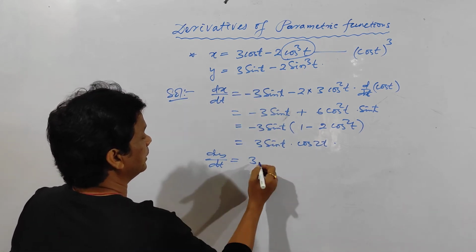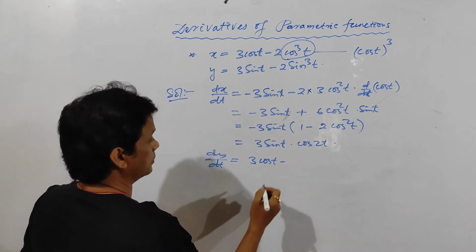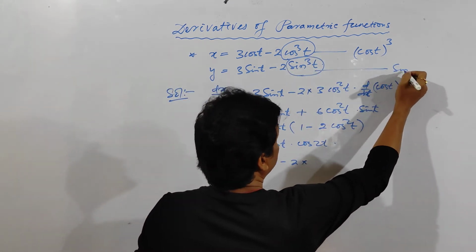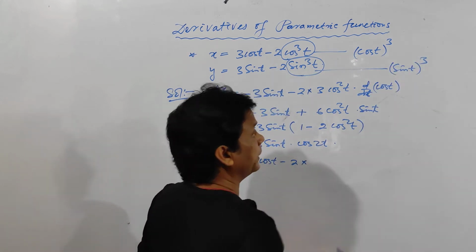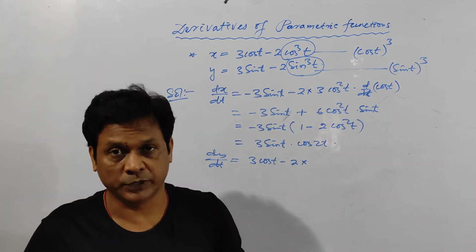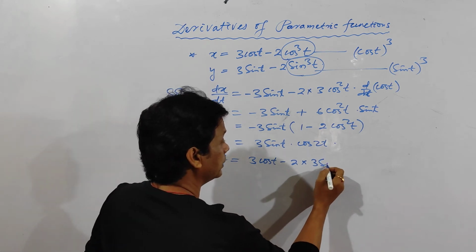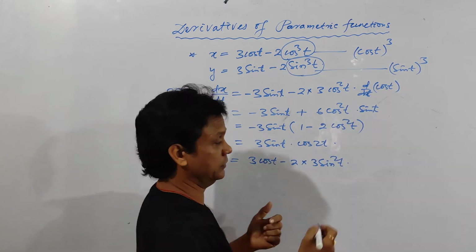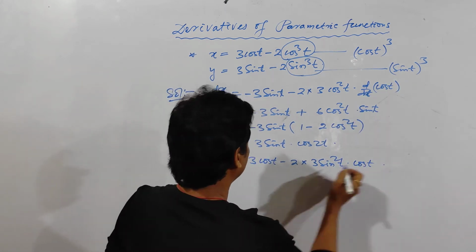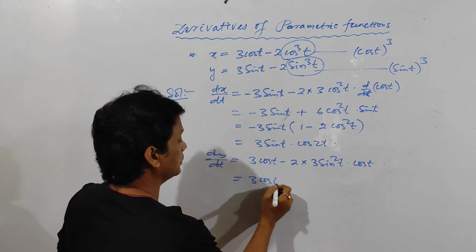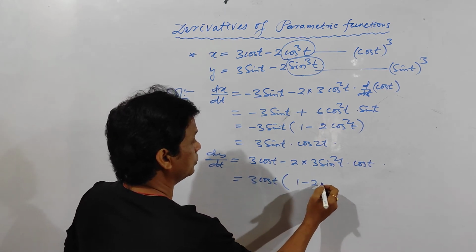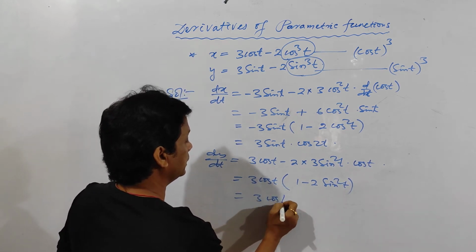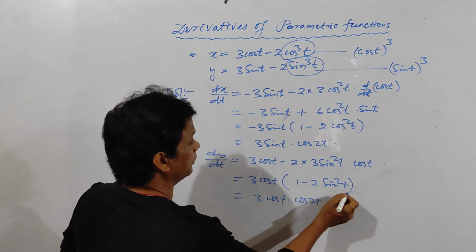Now similarly, dy by dt. 3 derivative of sin t is cos t minus 2 into, and this term can be written as sin t whole cube. Then u to the power n, apply u to the power n formula. So it will be 3 sin square t into derivative of sin t, du by dt, that is cos t. So take 3 cos t common, you get 1 minus 2 sin square t. 3 cos t into cos 2t. This is the formula of cos 2t.